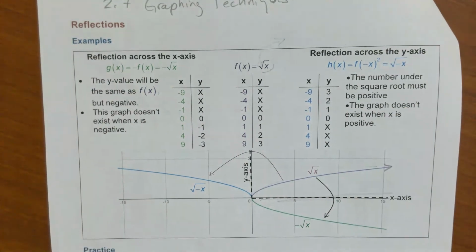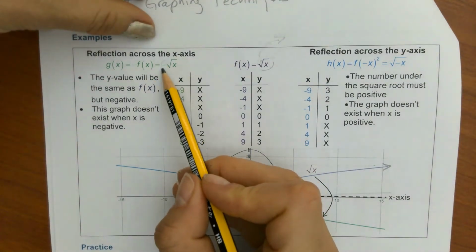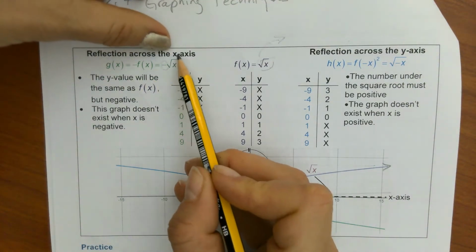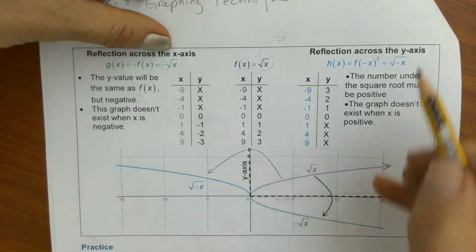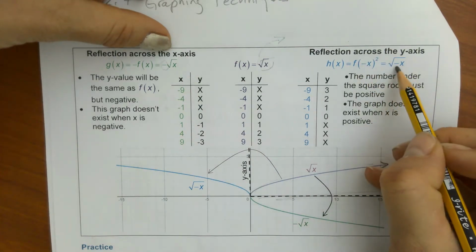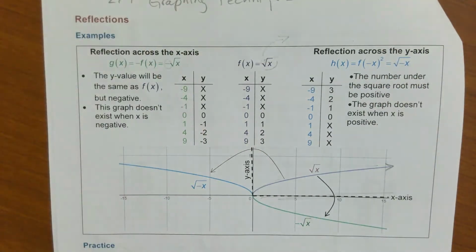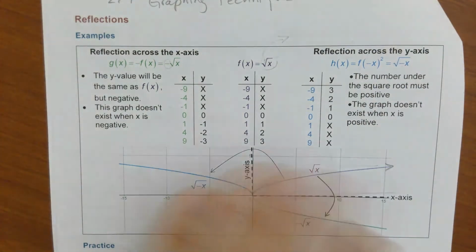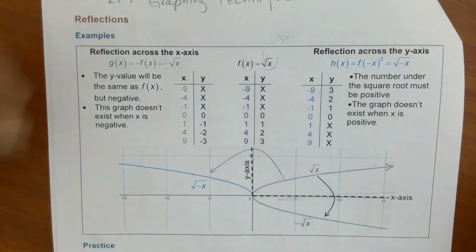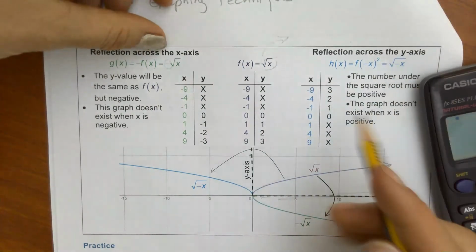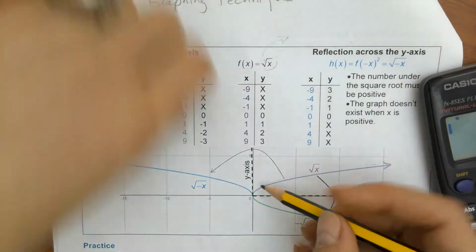Okay, so if I put the negative in front of the function, it's a reflection across the x-axis. And if I put the negative inside the function, it's a reflection across the y-axis. Bloop, like that. Okay. So first, I'm just making a table of values.